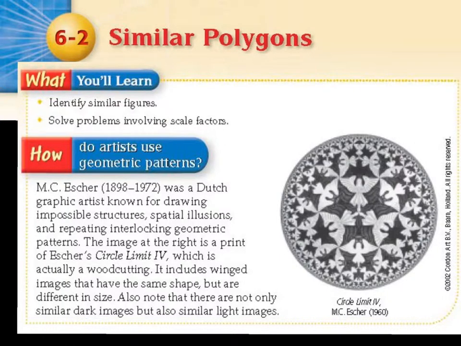M.C. Escher was a Dutch graphic artist known for drawing impossible structures, spatial illusions, and repeating interlocking geometric patterns. The image at the right is a print of Escher's Circle Limit 4, which is actually a woodcut. It includes winged images that have the same shape but are of a different size. Also note that they're not only similar dark images but also similar light images.